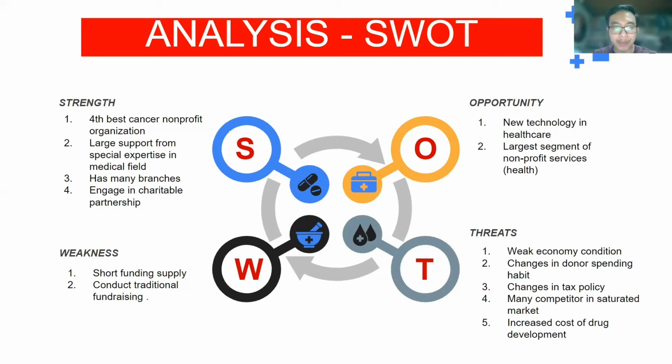The Leukemia and Lymphoma Society is ranked fourth for best non-profit cancer organization behind Susan G. Komen for the Cure, ranked number 1, American Cancer Society, ranked number 2, and Livestrong.org, ranked number 3. Secondly, LLS also gets large support from special expertise in the medical field. LLS also has many branches throughout the US and Canada to provide local support and administer local events. Lastly, LLS engaged in charitable partnerships by targeting small individual donors.